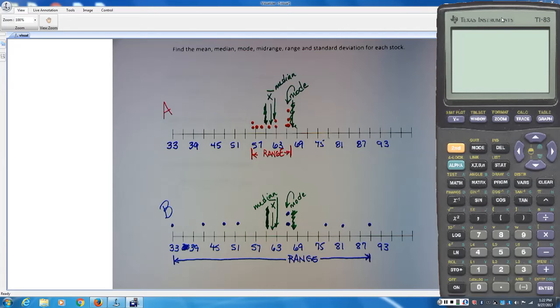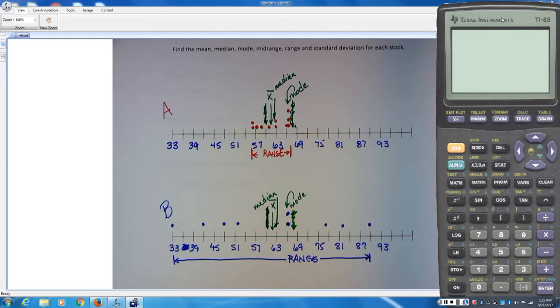How many of your data values do you actually use to calculate your range? Two. Which ones? The biggest one and the littlest one, right? The extremes. How many of your measurements do you use to calculate your standard deviation? All of them. Every single one of them. Everybody counts.